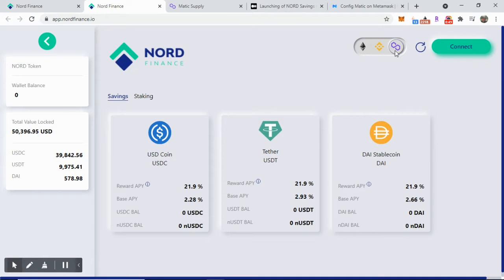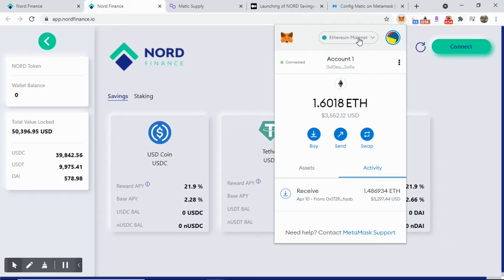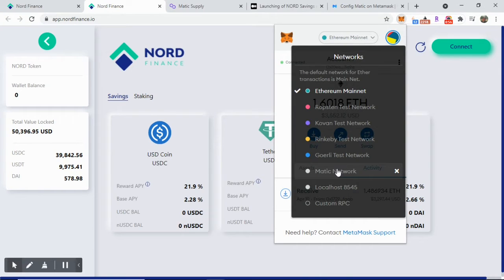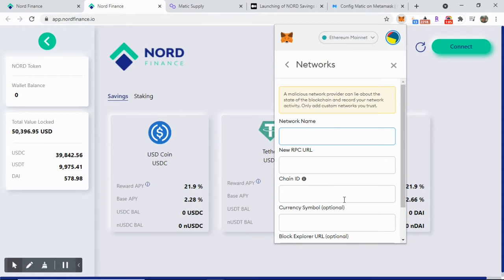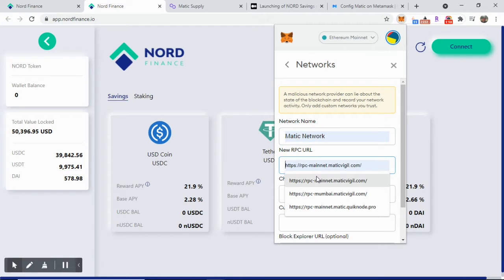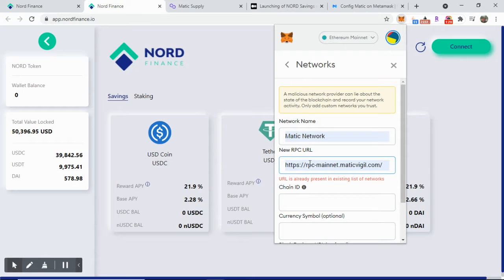If you already have the Polygon network configured, you can switch over to it in MetaMask. If you don't have it configured, here's how. Click on MetaMask, click on the network button, and click on Custom RPC. Give the network a name. I'm going to call it Matic Network because Matic is a token used to pay Polygon network fees. Insert the URL shown here.